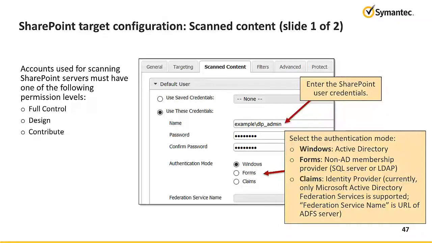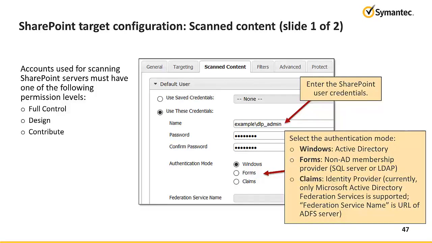On the Scanned Content tab shown in this screenshot, enter the credentials for this scan, keeping in mind that accounts used for scanning must have a SharePoint permission level of full control, design, or contribute. Next, select an authentication mode to indicate the type of credentials you are providing. Windows is an Active Directory account. Forms indicates a forms-based account in a custom membership database separate from Active Directory, such as SQL Server or an LDAP membership provider. Claims indicates credentials submitted to an identity provider as part of a process to obtain a security token, which is then used to access the SharePoint server.